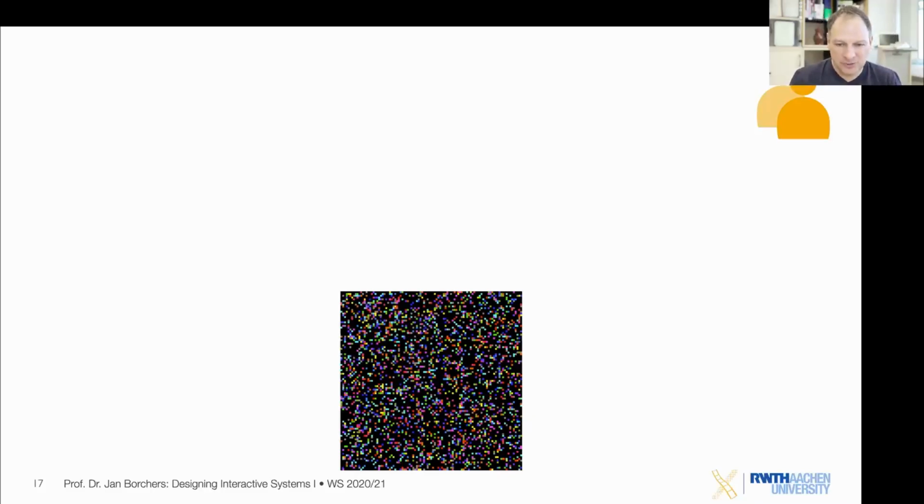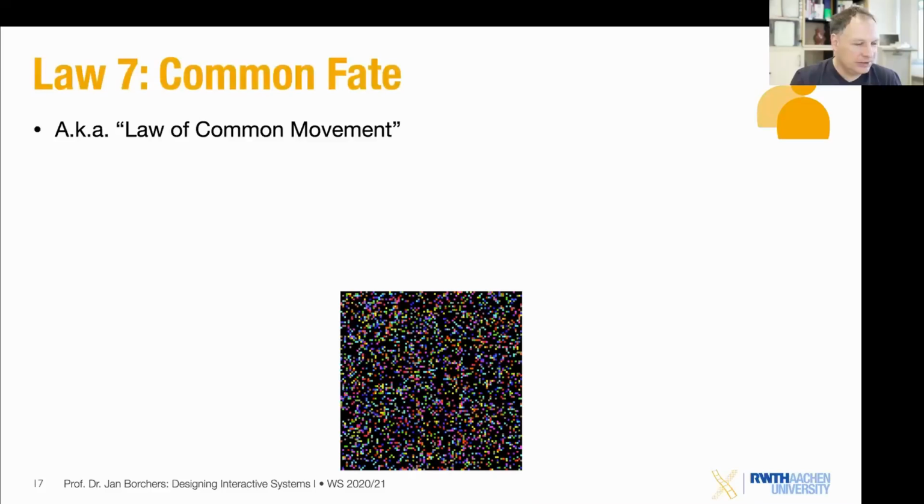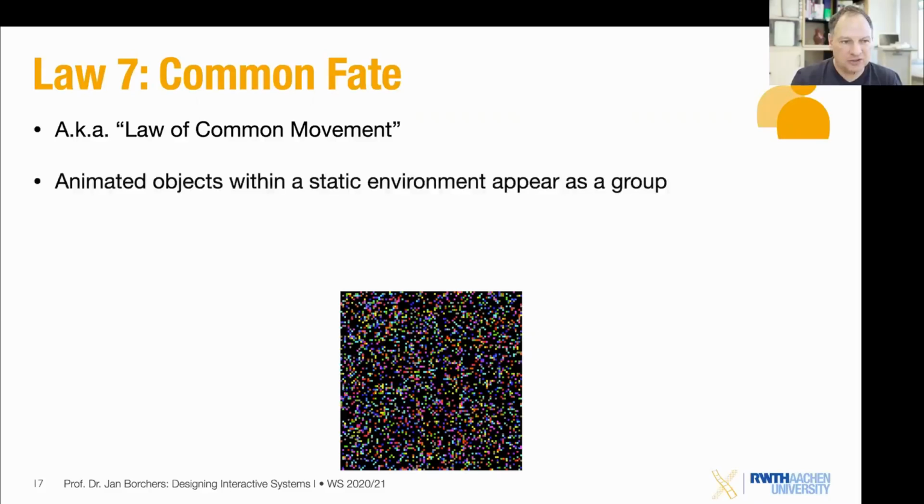So what this does is basically, it's called the law of common fate. The pixels that were moving around here, also called the law of common movement, you perceive as a unit, right? You perceive as belonging together. Basically, anything that's animated, especially inside an otherwise static environment, will appear as a group.